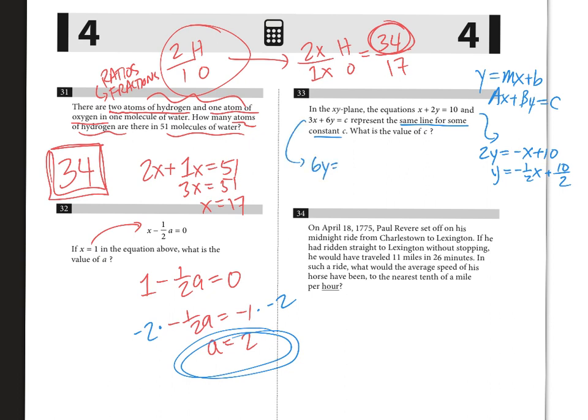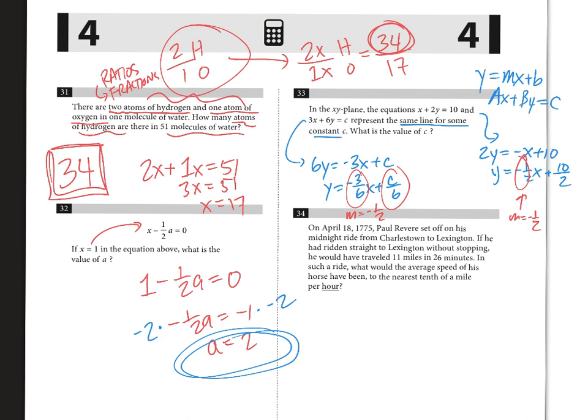So 6y equals negative 3x plus c. If we divide by 6 now, so these are the same line, right? The numbers are different, but they are the same line. We could look at the m to confirm that it's the same line. Negative 3 over 6. That's a slope of negative 1/2 when you simplify it. And of course, we already have that here.